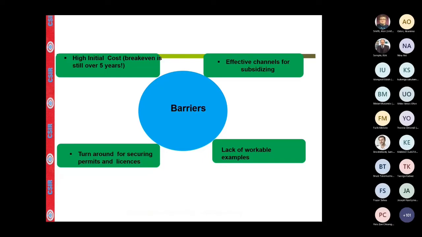Then another one is lack of workable examples, because they were the first people to build that commercial biogas plant. So they do not have any experience, or they don't have any example from anywhere to learn from.